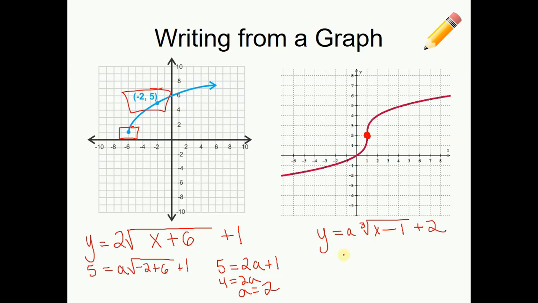Now I need to find another dot on this graph. Looks like right here, right? 2, 4 looks like a good dot. So I'm going to plug that in. 4 equals a cube root of 2 minus 1, plus 2. So 4 equals cube root of, well, 1 is 1, so that'd be a plus 2 there, because it'd be 1a. So I know a would be 2.